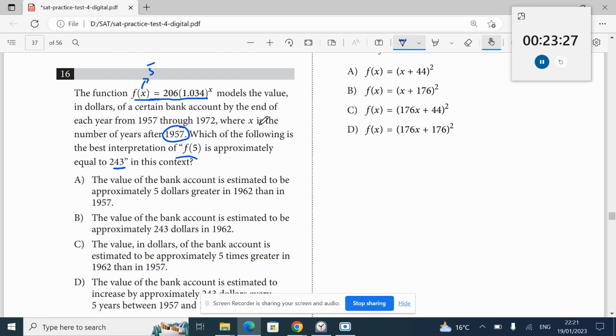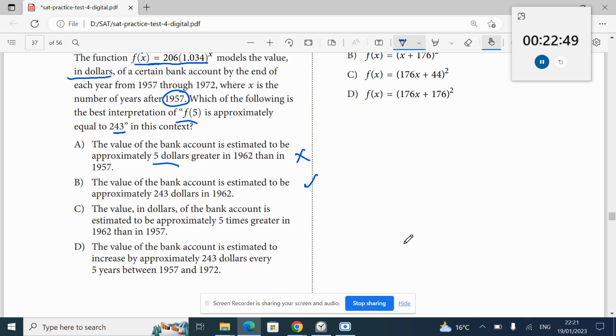So this means that x is the number of years. After 1957, 5 years means 1962. The value in dollars of a certain bank account, so this is the year and this is the number of dollars. This is something we need to remind ourselves. The value of the bank account is estimated to be approximately $243 in 1962. This is what we are saying.